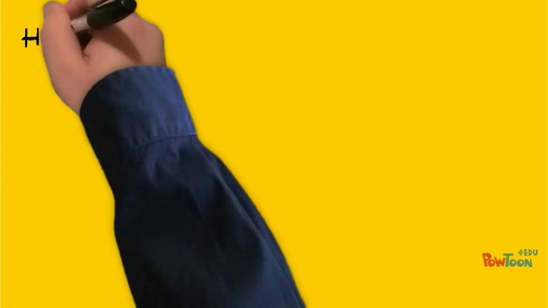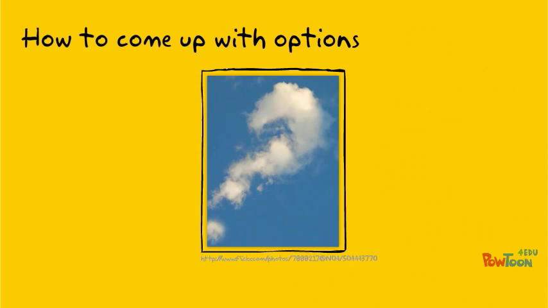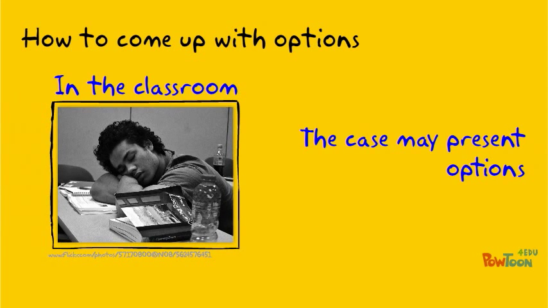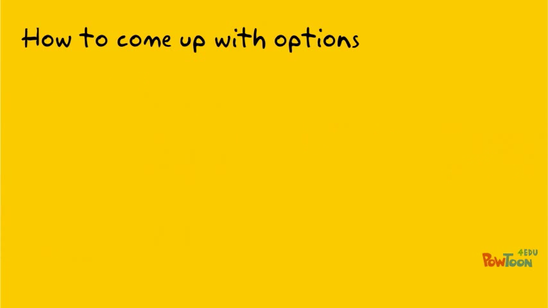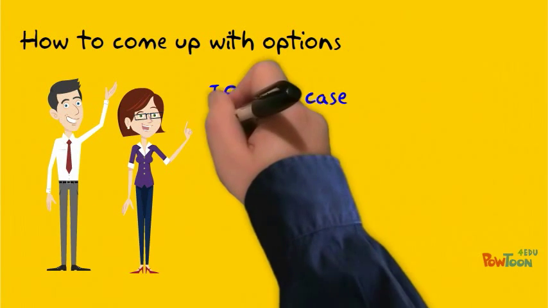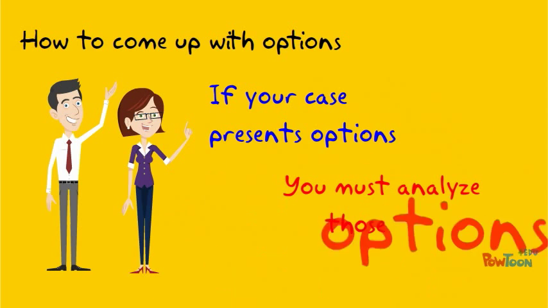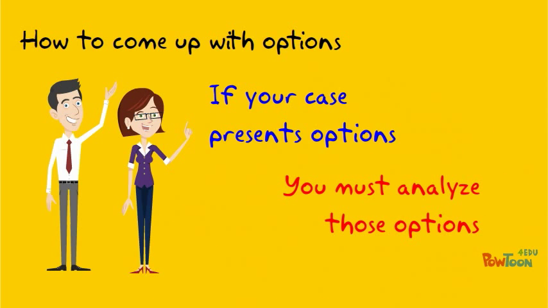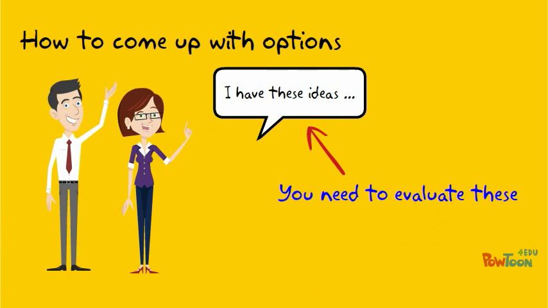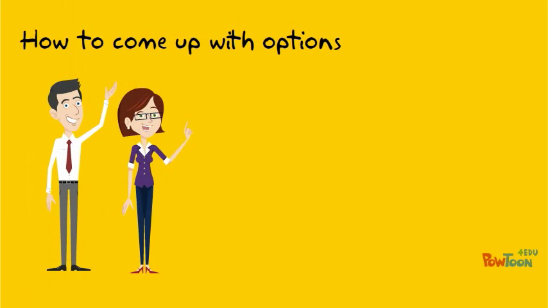The first step is coming up with options. So where do you get them? Well, in many classroom cases, the case itself will present these options. These are ideas the manager or the business discuss. If your case presents a number of options, you must analyze those options. You can't ignore them. If your boss comes to you with a bunch of ideas she wants you to evaluate, you must evaluate them. Otherwise, why is she hiring you?